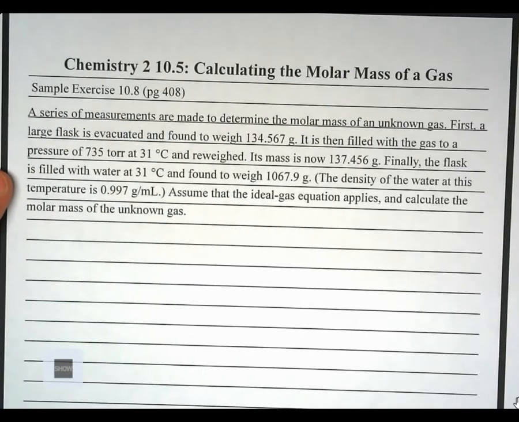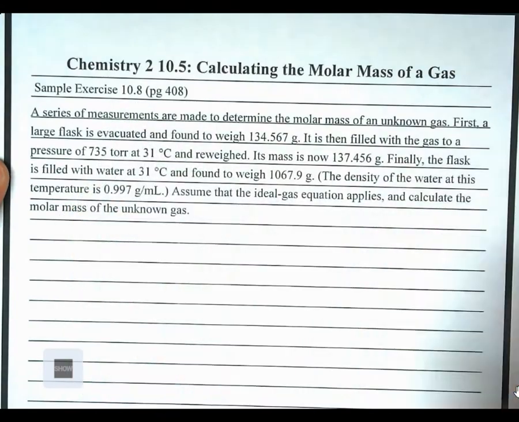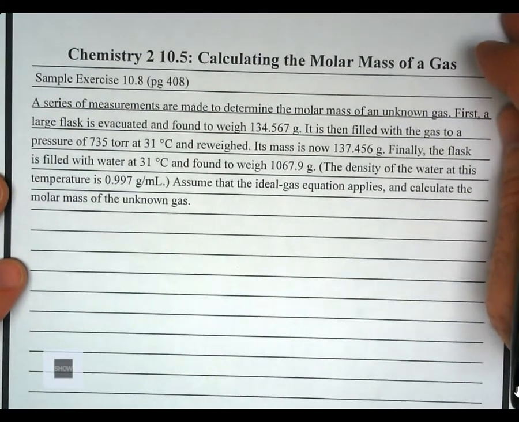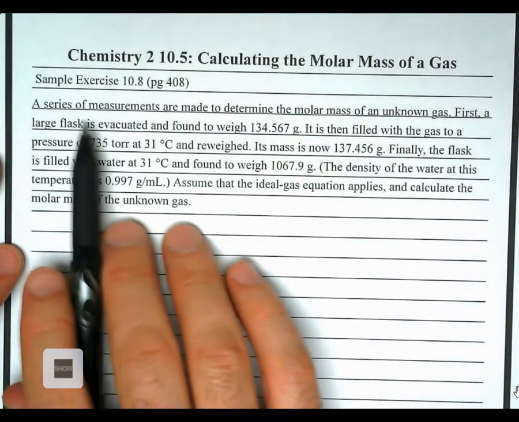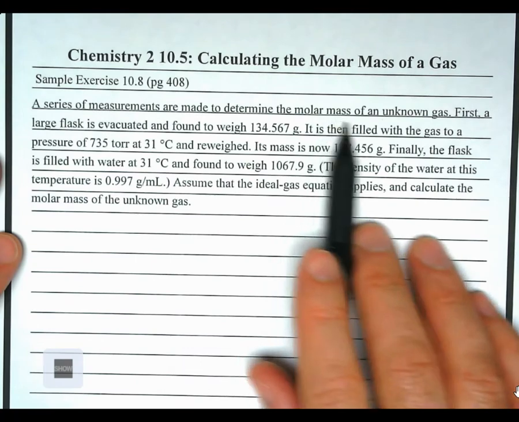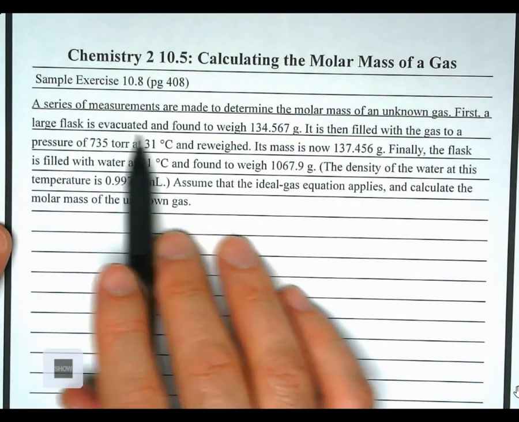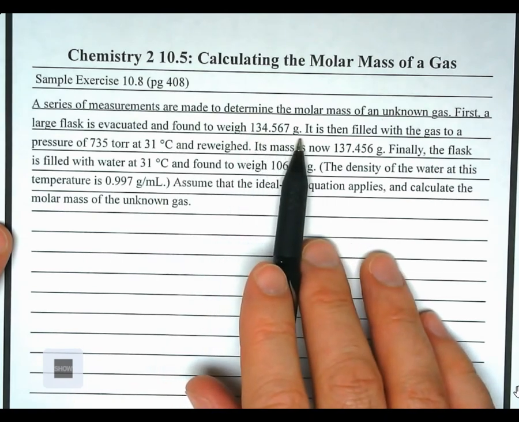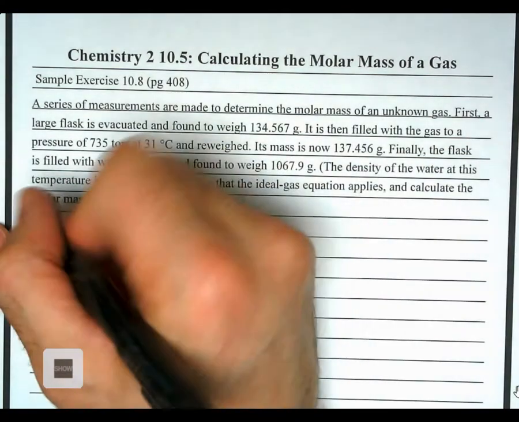All right. So this sample exercise is the 10.8 on page 408, calculating the molar mass of a gas. It's got a decent amount of information here. A series of measurements are made to determine the molar mass of an unknown gas. First, a large flask is evacuated and found to weigh 134.56 grams. So we've got the mass.